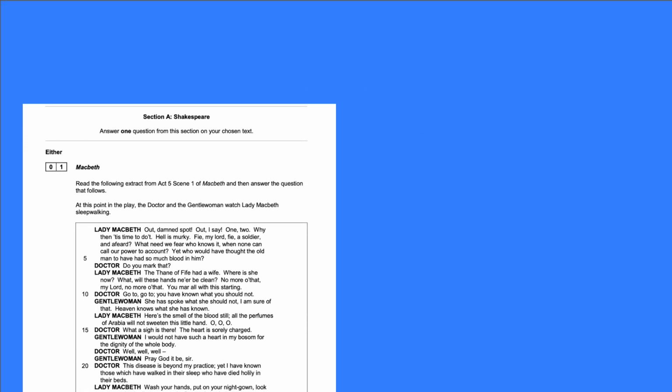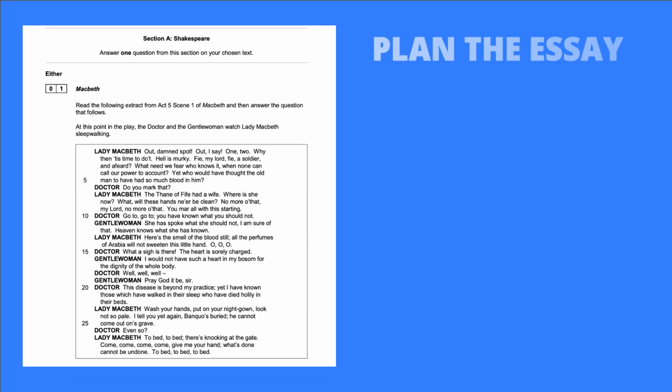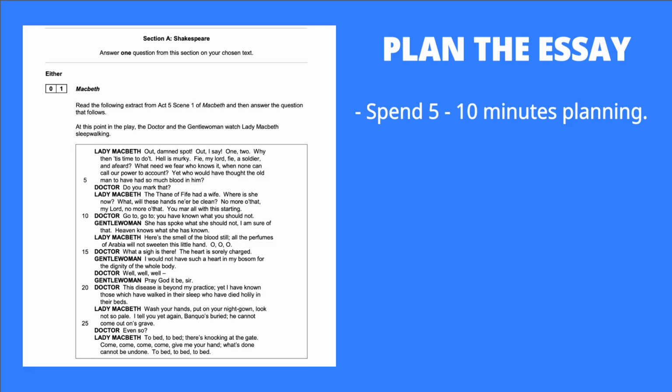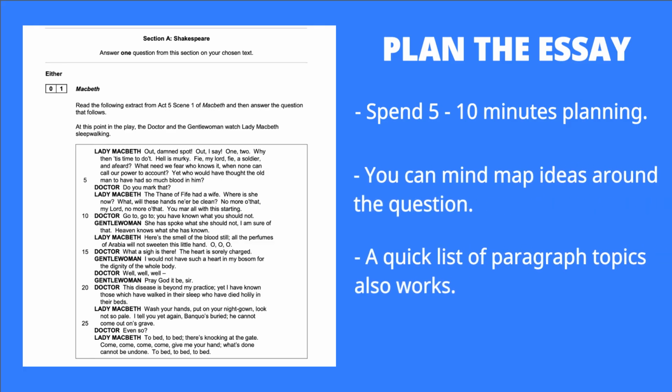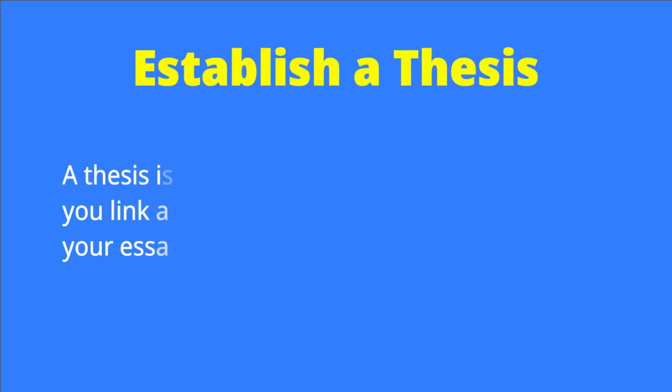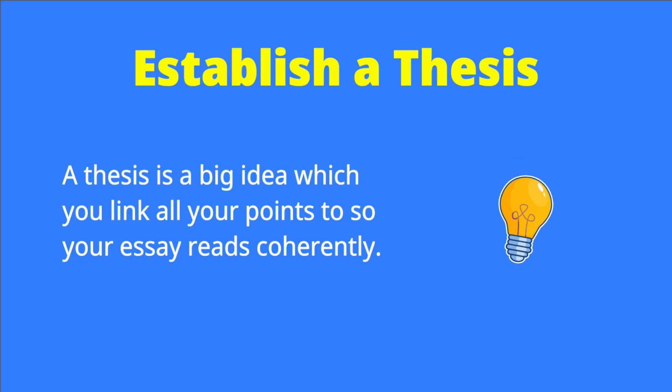Once you've read through in detail and selected evidence, you should plan your essay in about 5 to 10 minutes. Some students like to mind map their ideas around the question, others create a quick paragraph outline in their essay booklet. But either way, planning is essential, especially if you're aiming for a top grade. Try to establish a big idea or thesis which links to the question, and make sure each paragraph or idea links in to this thesis. This way, your essay will make a coherent whole rather than a series of unlinked ideas.